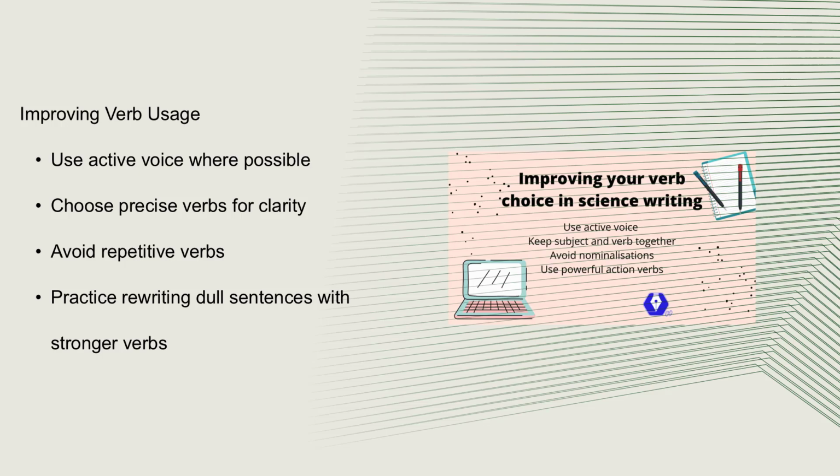Improving verb usage. Let's finish by learning how to improve your verb usage. Use active voice whenever possible to make writing stronger. Choose precise verbs instead of general ones to increase clarity. Avoid repeating the same verbs too often. Practice rewriting dull sentences with more powerful verb choices.